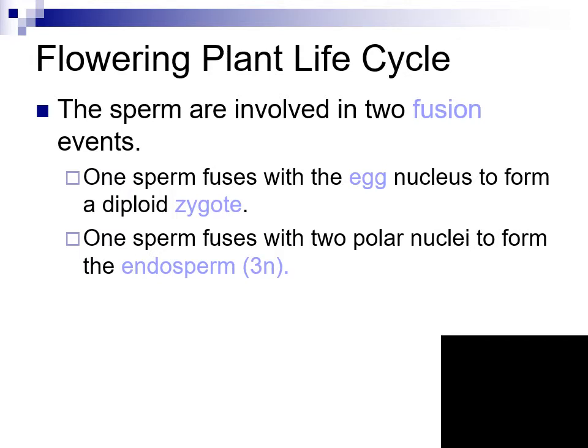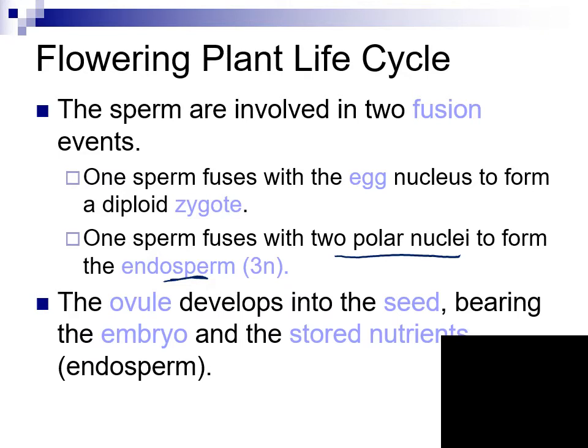But in the flowering plants, they have the second sperm, and this sperm will fuse with two polar nuclei. So these are also in the ovary. And this is what leads to what we call the endosperm, which is the food for the little embryo that's going to be inside the seed. Okay, so that whole ovule develops into the seed, and inside the seed you have the embryo, but then you also have these nutrients for that little plant embryo to use until it actually pops up above the ground so that it can do photosynthesis.